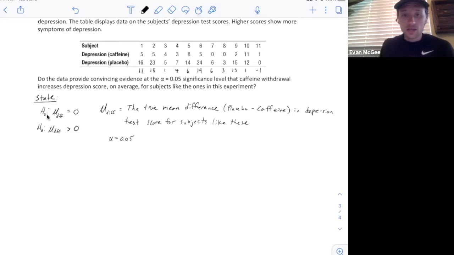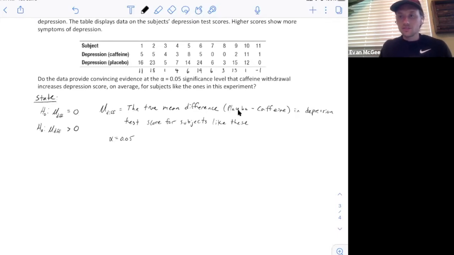Our null hypothesis is that the expected or the mean difference is equal to 0, which means that there is no difference between the scores when they take caffeine or when they take the placebo. But we're going to run the test in hopes to build evidence that the mean difference is greater than 0. We want to see if it's greater than 0 because that means the placebo depression scores are higher, and the placebo, remember, is a fake pill.